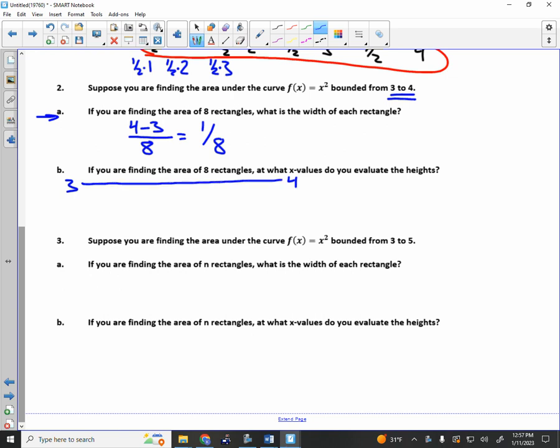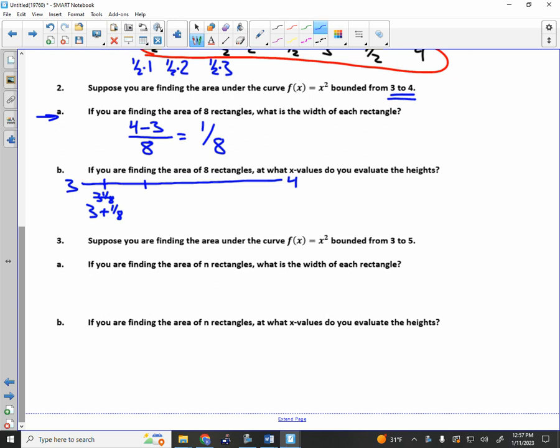Okay, eyes up here. Let's see what we got. This is where we're really going to start transitioning, so you really got to focus here. Do I evaluate the first height at 3? No, you have to go over how much? 1/8. So the first spot is 3 and 1/8. Agreed? Or I would like to write it as 3 plus 1/8. You all good with that?